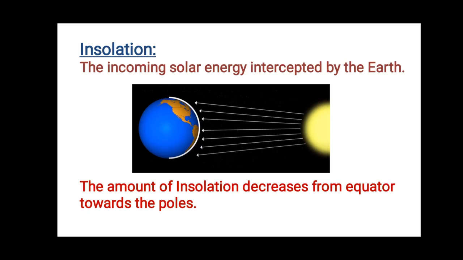Have you seen the picture given in this module, children? Now tell me, what is the shape of the earth? Yes, it is spherical in shape. So the earth is not flat. It has some curvature. Because of its curvature, the sun's rays do not fall on the earth evenly.